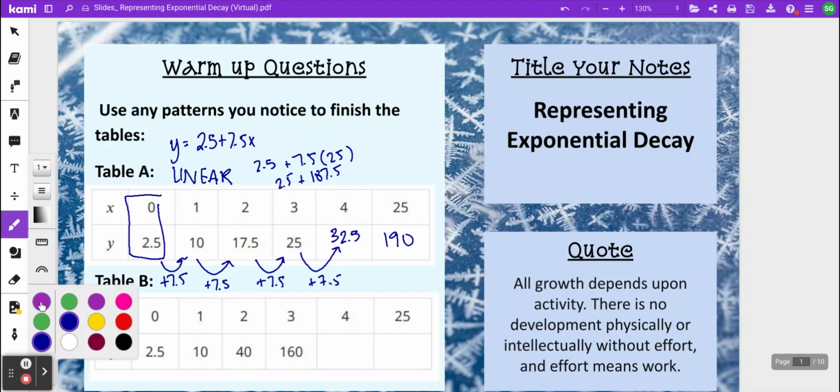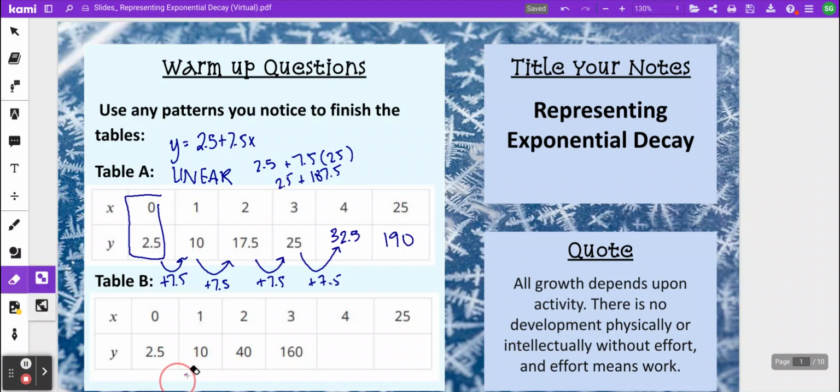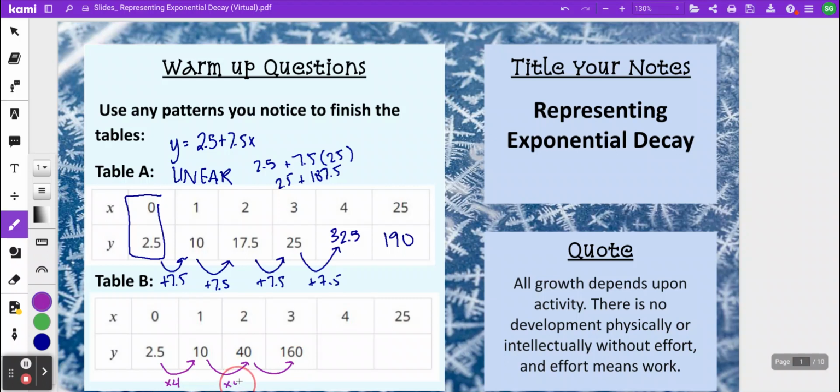When we get to table B, you may have noticed table B is a little different. It looks like for this first one, we're also adding 7.5, but then I noticed that's not going to work for these following ones. You may have also noticed it's growing really quickly in table B. We went from 2.5 to 10 to 40 to 160. That growth is happening really quickly. It's happening exponentially. I know it's happening exponentially because if we look at what's happening here in this pattern, this isn't an addition pattern, this is multiplication. We are multiplying by 4 each time.